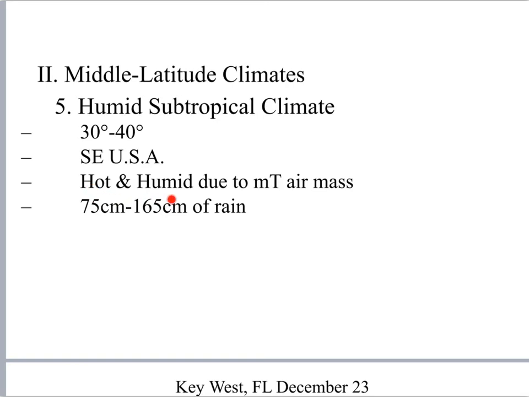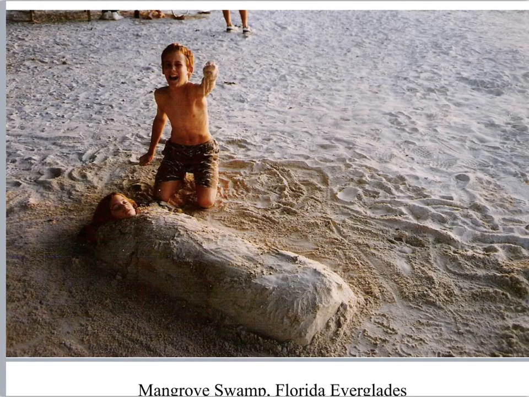These are noted for having hot and humid, especially hot and humid summers due to that maritime tropical air mass. And they get more rain because of that maritime tropical air mass, 75 to 165 centimeters of rain a year. Key West is an example. This is in the southern part of Florida.